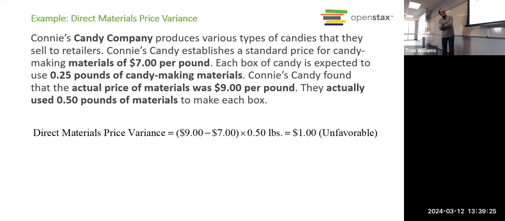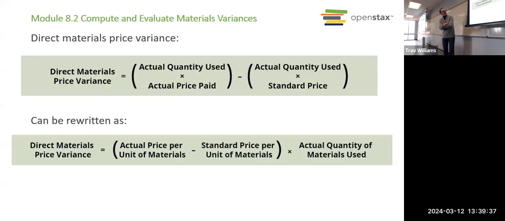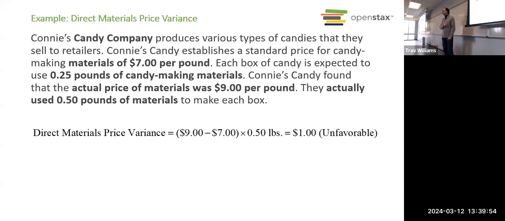Now, they also told us that the standard amount of pounds of material was 0.25, but we didn't need that for this formula, right? There's nothing here about standard quantity. That's going to be used when we figure out the quantity variance. Right now, we're only trying to figure out the price variance. Okay. So any questions so far?